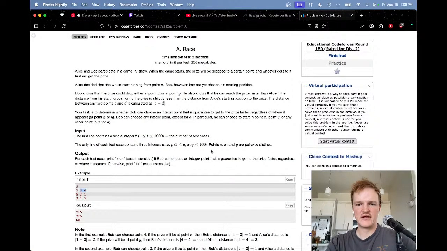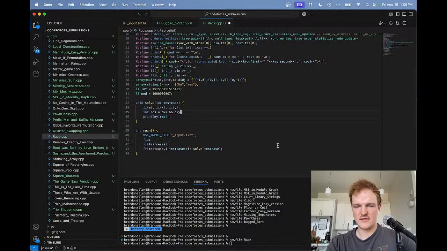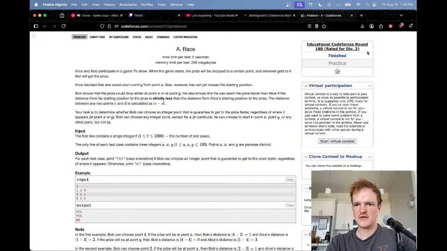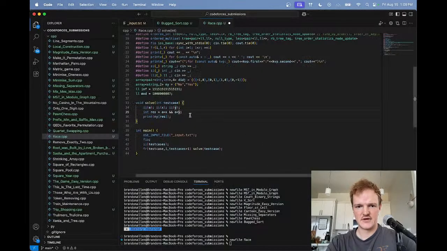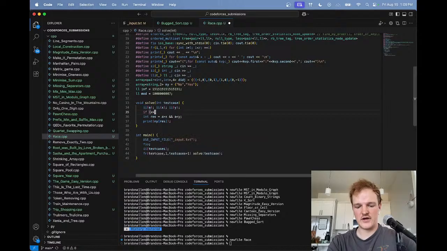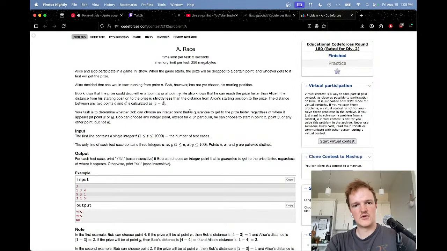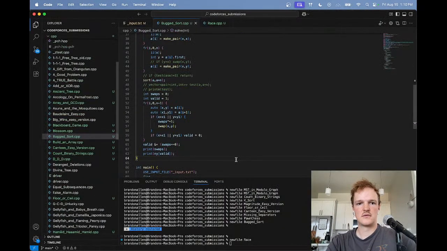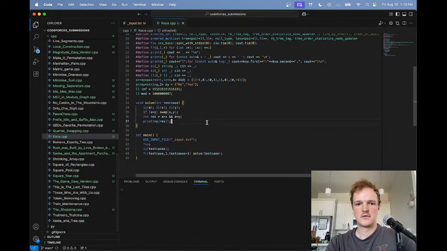Can A, X, and Y be pairwise distinct? Okay. This is a div 2. A, interesting. A is greater than X and A is less than Y. If X is greater than Y, swap X and Y. Looks pretty good. No, no, yes. I guess I have it backwards.